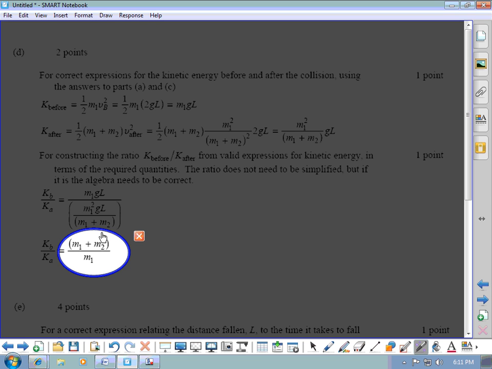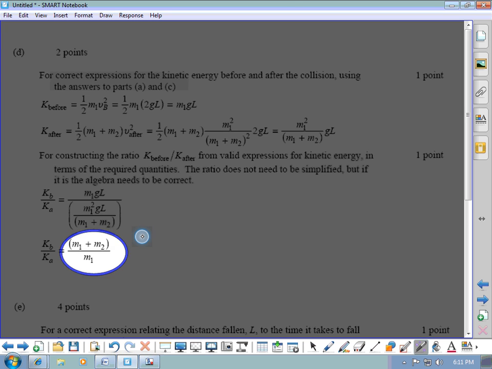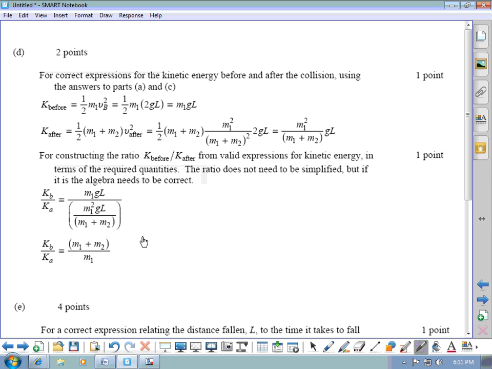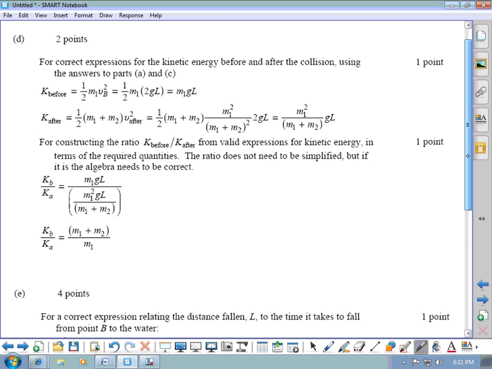You might have gotten the first point for having the kinetic energies calculated correctly, but you do not get that final point for the answer if you had it correct, simplified things down, and goofed up.